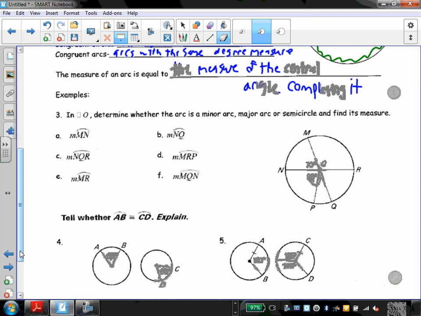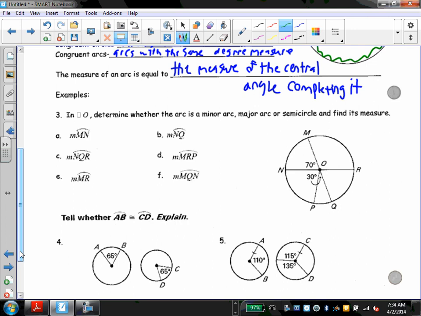Right, so we need to determine whether we have a minor arc, major arc, or semicircle, and then find its measure. Starting with the measure of arc MN. Well, here's MN, and remember the measure of an arc is the same as the measure of its central angle that creates it. We see that the angle here at the center is 70 degrees, which means that this arc, MN, is also 70 degrees. That would make it a minor arc, because it's less than 180, and we know it's 70 degrees. So that's not too bad.